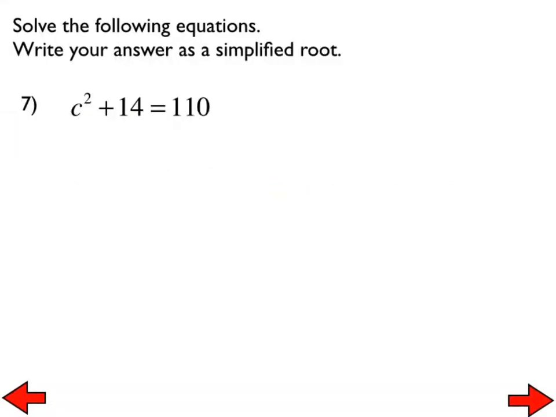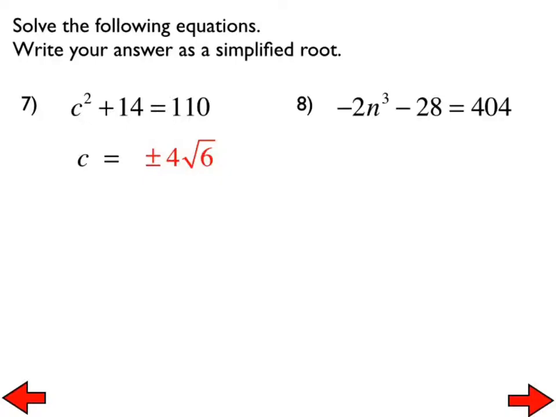All right, once again, do number 7, 8, and 9. All three of them. So in number 7, we should subtract 14 from both sides, which gives us c squared equals 96. Take the square root of both sides. You can break that up into square root of 16 times square root of 6, which gives us 4 square roots of 6. But don't forget, also the negative version of that would also work. So c equals plus or minus 4 square roots of 6.